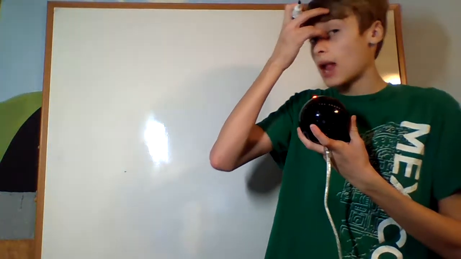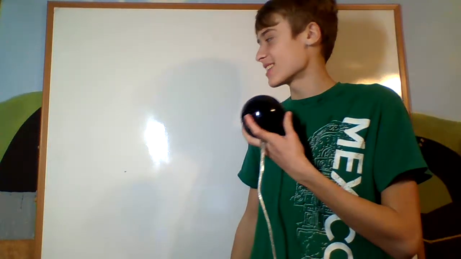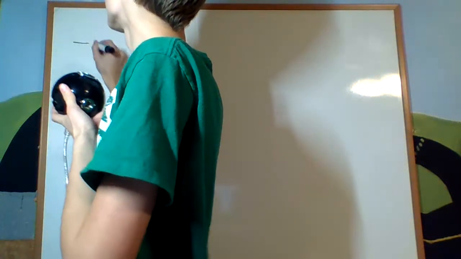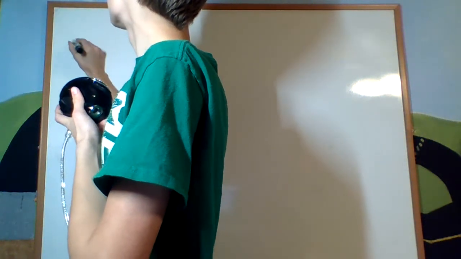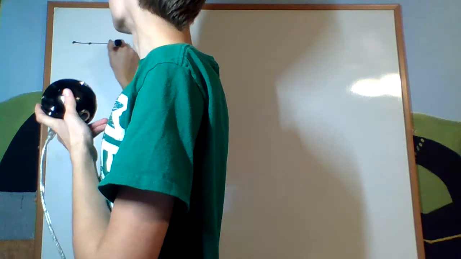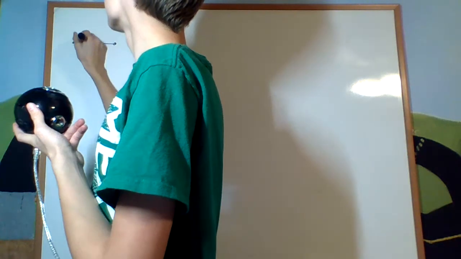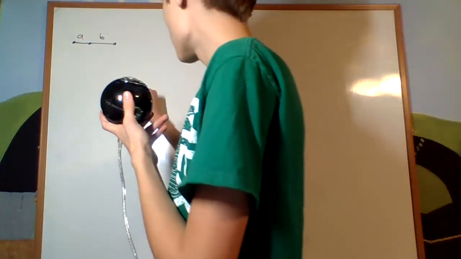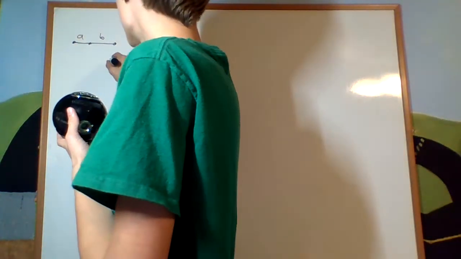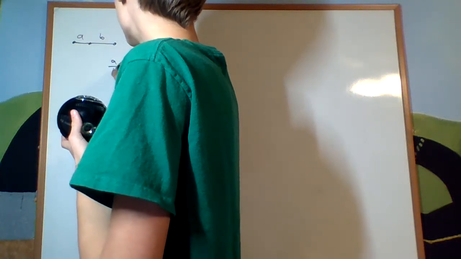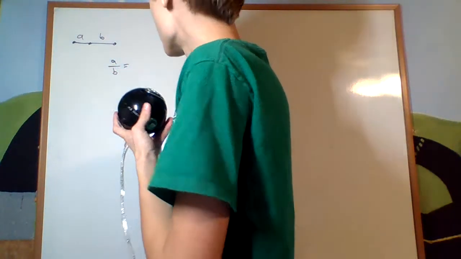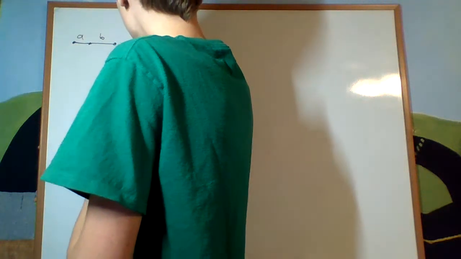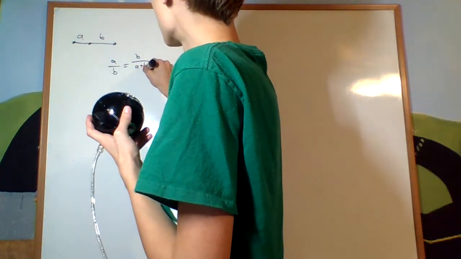In this video, I'll be analyzing phi, the golden ratio. Say I have a line segment divided into two different line segments, one that has length A and another that has length B. It has the property that the ratio of the small one to the big one is the same as the ratio of the big one to the entire length.